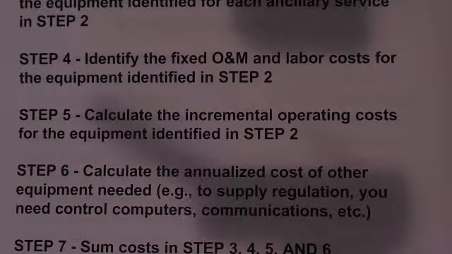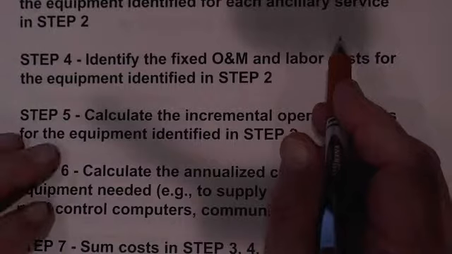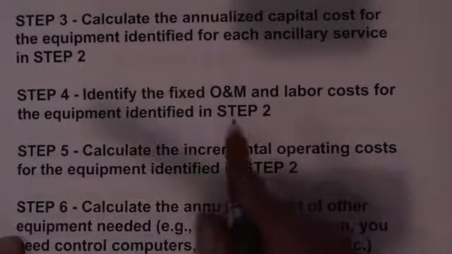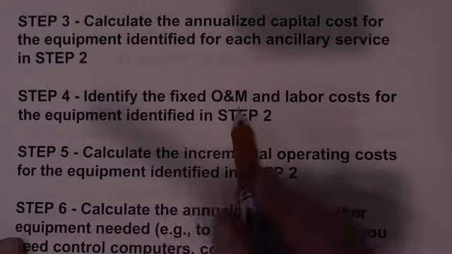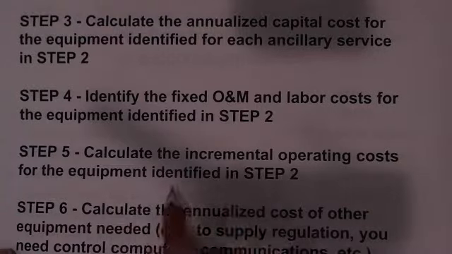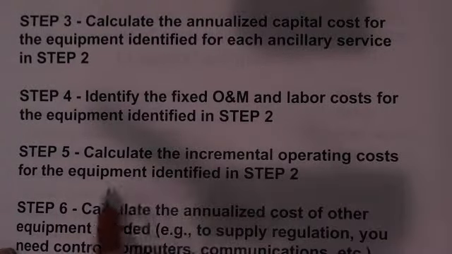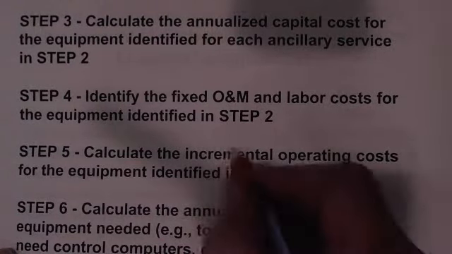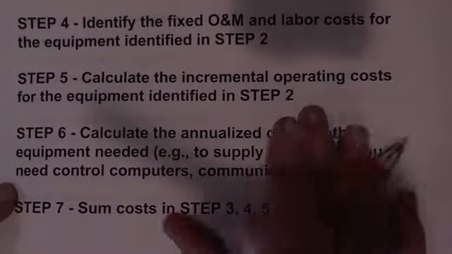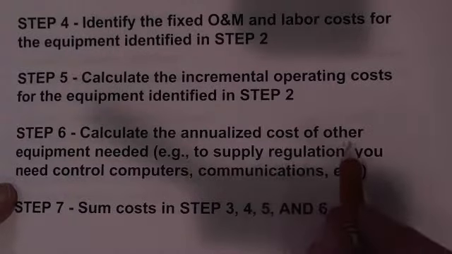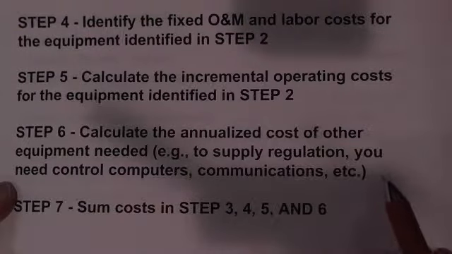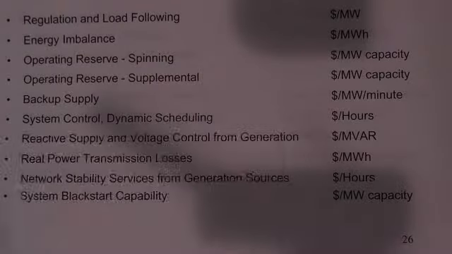We calculate the annualized capital cost for the equipment identified. Let's get this down. Identify the fixed operation maintenance labor for the equipment. Calculate the incremental operating costs of the equipment identified, incremental meaning how much is it going to cost to supply this transaction's needs. Calculate the annualized cost of other equipment needed to supply regulation or something like that. And sum them all up.